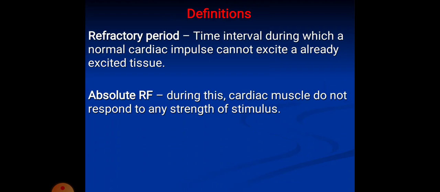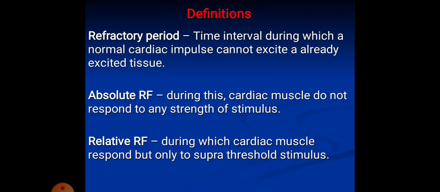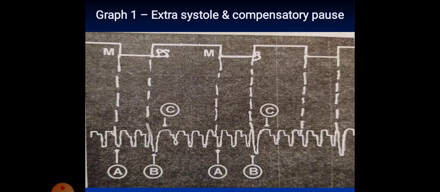What is the absolute refractory period? During this, cardiac muscle does not respond to any strength of stimulus. What is the relative refractory period? During this, cardiac muscle responds but only to a suprathreshold stimulus. So clinically, we will see the first graph, extrasystole and compensatory pause. You can see the normal cardiogram being recorded. M is the make and B is the break. Usually the break stimulus is stronger than make, because the rate of change of magnetic flux is more in break than in make.